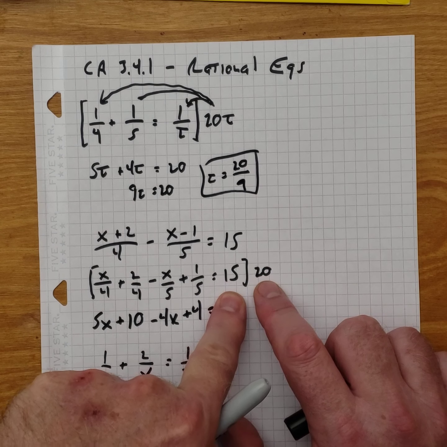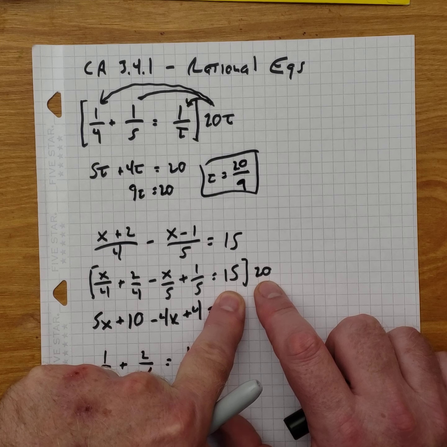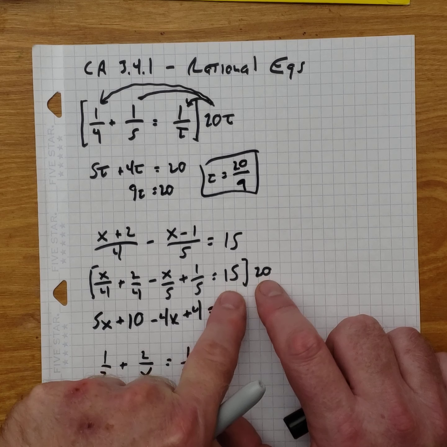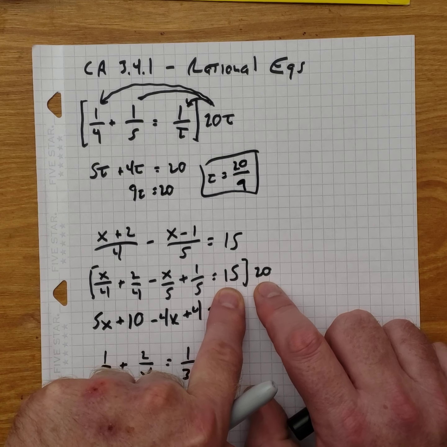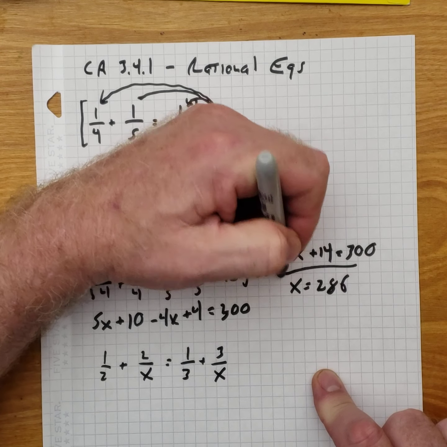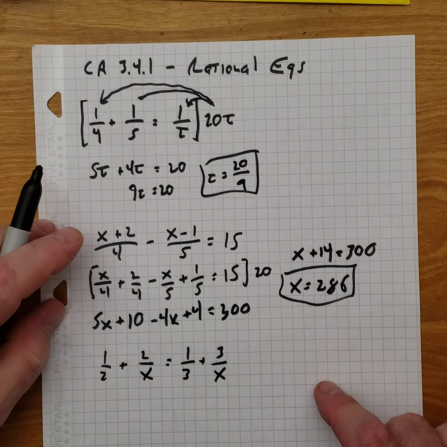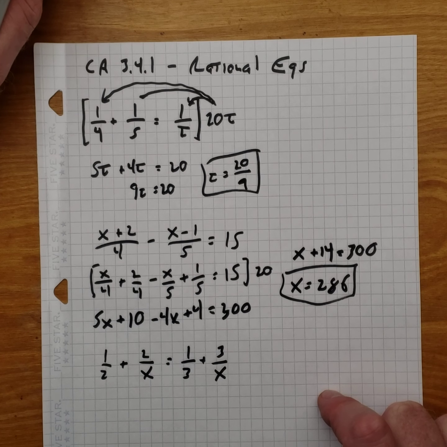And then 20 times 15. I don't need to cancel out any fraction there, but if I don't multiply each of these by the number, then I've thrown off the balance of the equation. So 20 times 15 is 300. Now we have a regular equation, no more fractions, so we would solve this by combining these. This is x plus 10 plus 4 is plus 14 equals 300. Subtract 14 from both sides, and we get x is equal to 286. I think I did that right. I sure hope so. Check my work, please.